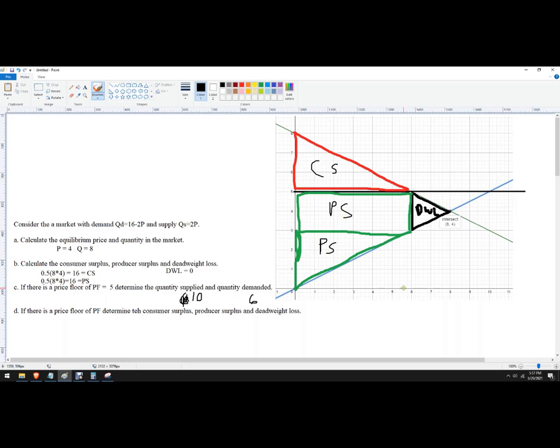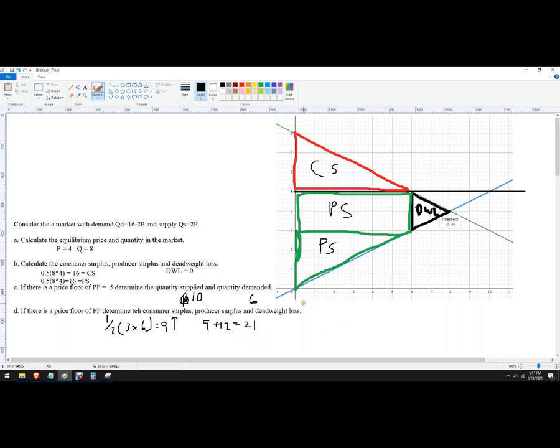So that's 1/2 times 3 times 6, so that's 18 over 2. So consumer surplus is 9. Okay. The producer surplus is also 9 because that's that triangle right there. And then plus 2 times 6, which is 12. So producer surplus is 21.